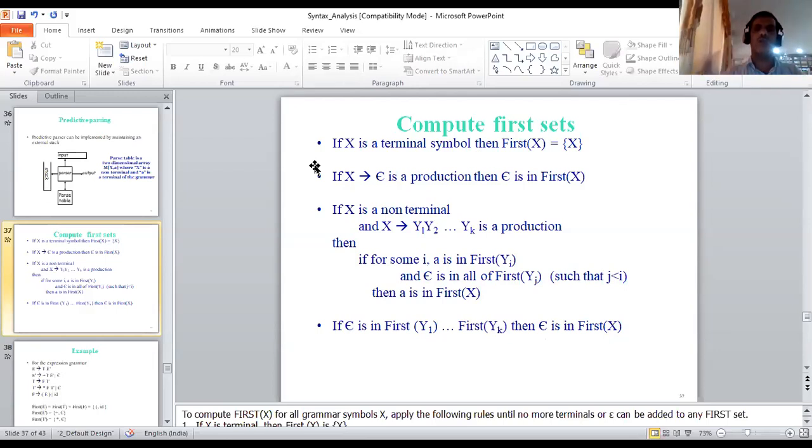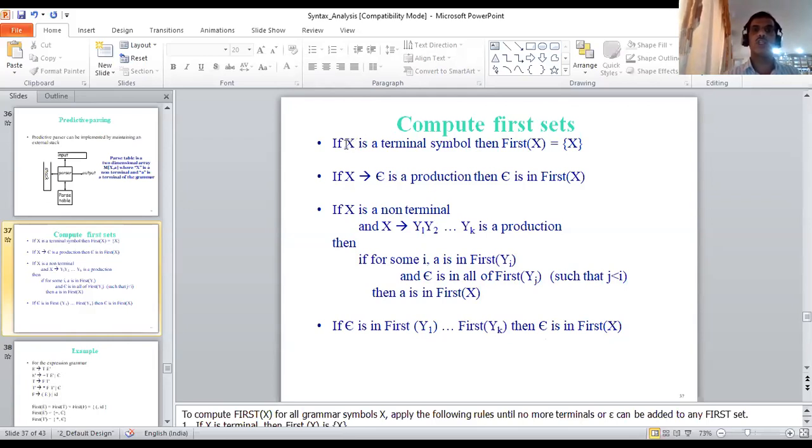clearly understand what is first? Now, there is a definition for first and follow. First is a set of elements. Follow is also a set of elements. Please understand, first is a set of elements, and follow is also a set of elements.